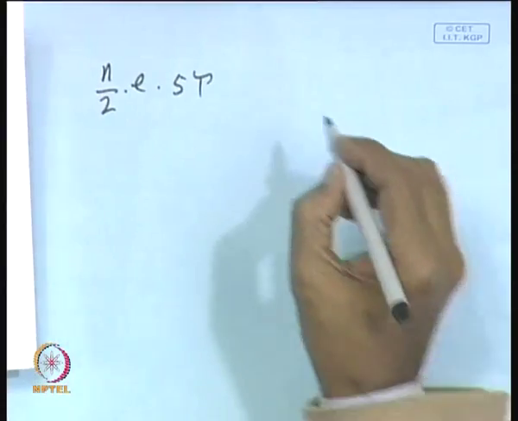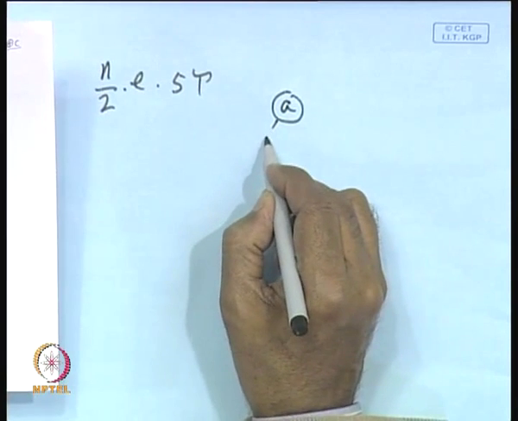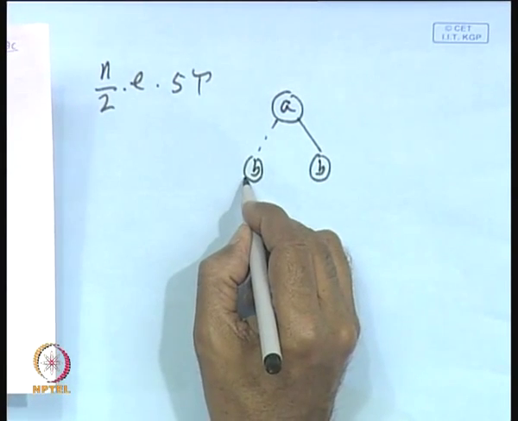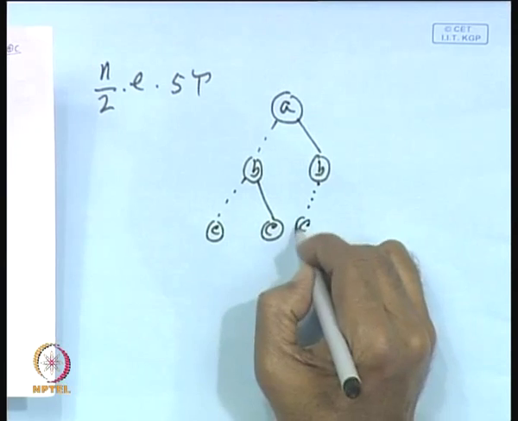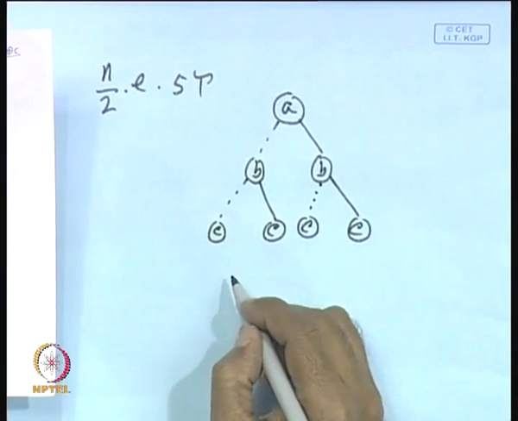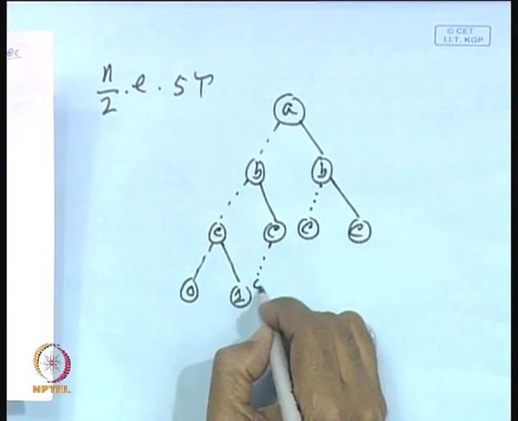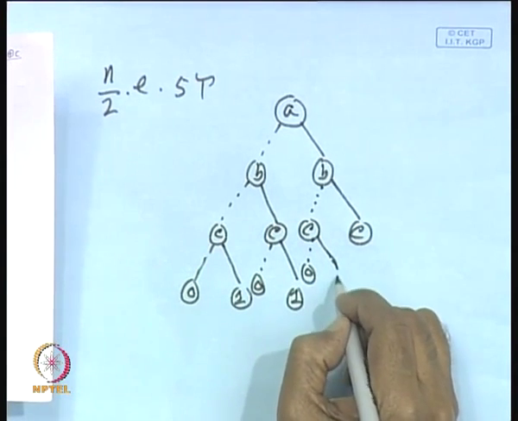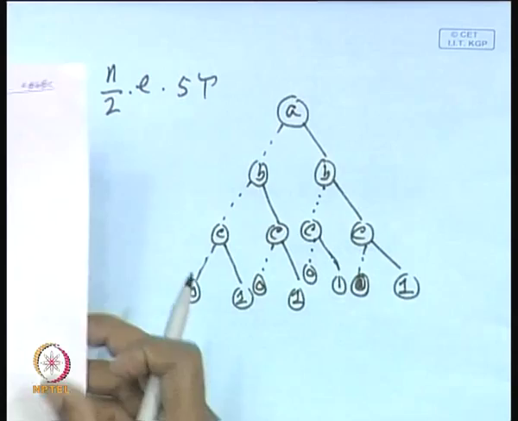So, here there is a question about how you can simplify. Let me draw the VDD that has been given. Say A, B, this goes to B, from here it comes to C, it goes to C, it goes to C, then here 0, 1, 0, 1, 0, 1, 0, here it is 1. How to simplify this?